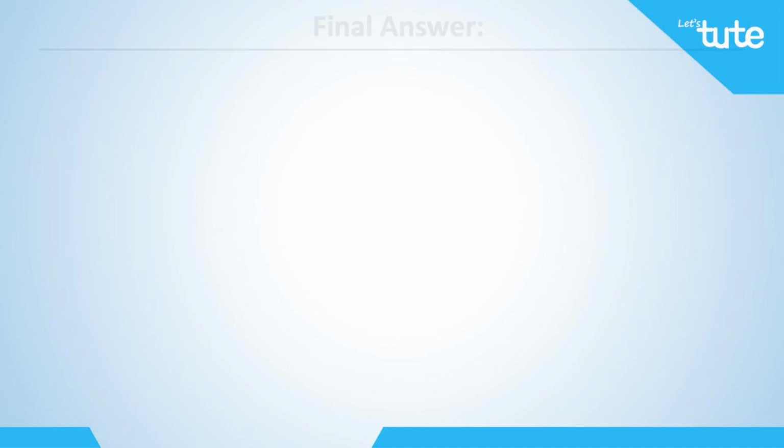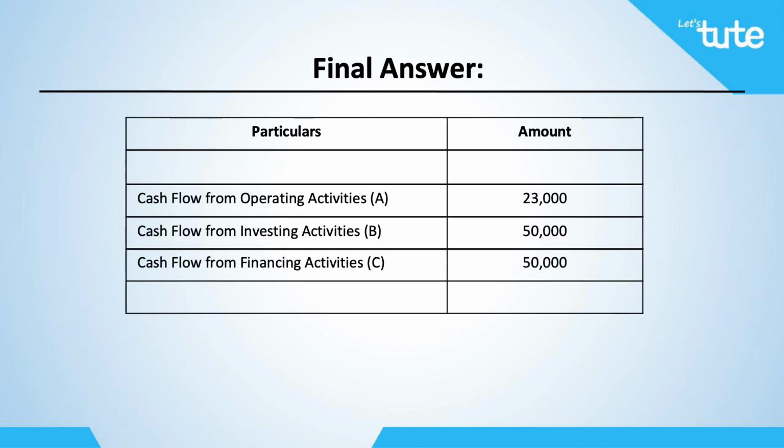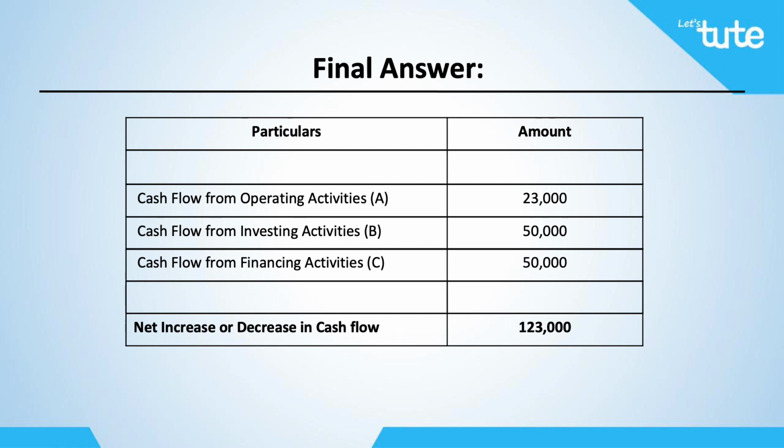At the end, by summing up the results of all three activities, namely A, B, and C, we will get the net figure of cash flows, which in this example shows that there was a net increase in the cash flow statement of 123,000. So friends, with this, we can effectively wrap up today's session. We hope that the direct method of preparing a cash flow statement has been made clear to you.